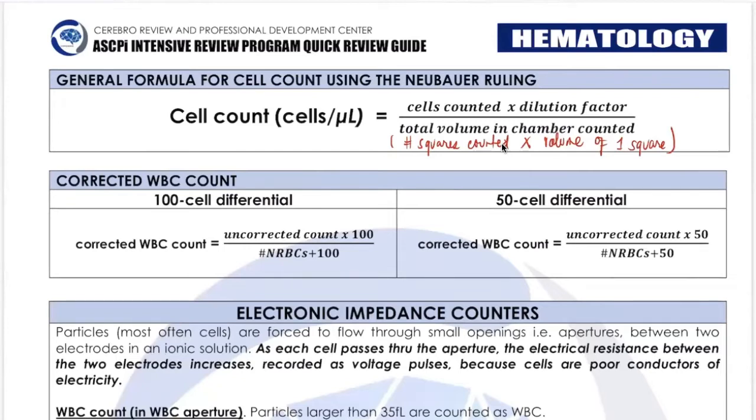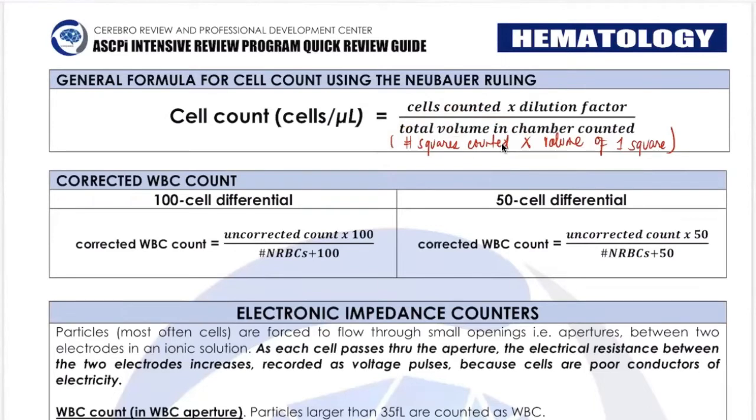So that means if we are counting, let's say, for example, 10 squares in all, di ba? Because 5 squares on both sides. So we are counting 10 squares all in one hemocytometer. So if the cell count given to you is already an average, that means you also have to get the average of the number of squares counted. So instead of placing 10 here in the number of squares counted, you will only place 5.